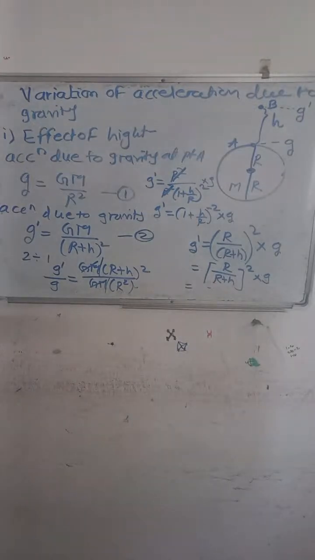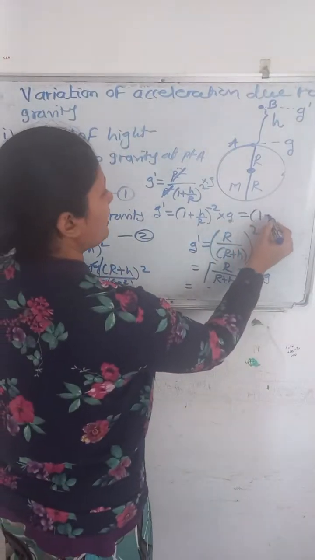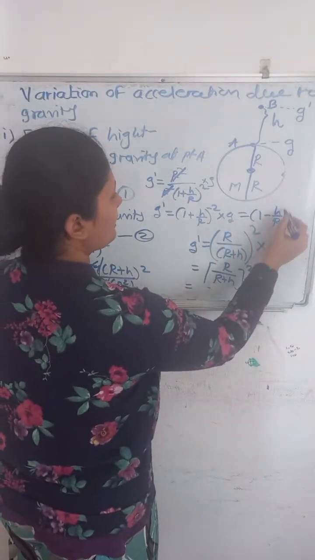Or by using the binomial theorem we can expand this again. If we use the binomial theorem, when R is very much greater than h, meaning the radius of the earth is more than the height, in that case we will get this expression as (1 minus h by R) into g.